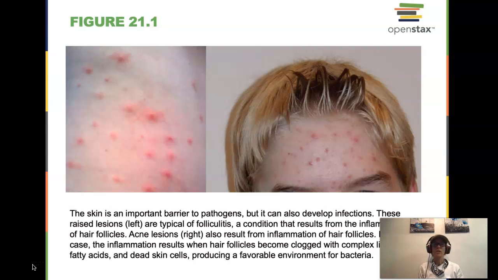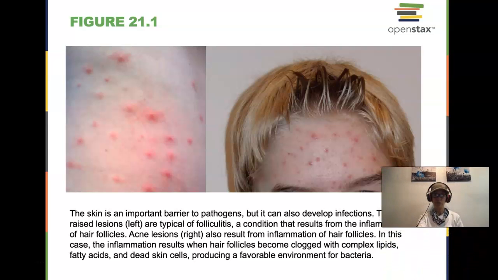We talked about the skin in our innate immunity chapter because it is our first barrier, our first non-specific barrier against pathogens. But of course, pathogens are able to cause illness because they can evade those defenses. So we have folliculitis, keeping in mind that itis means inflammation of. Inflammation is one of our non-specific innate immune responses. So this is an inflammation of the hair follicles.